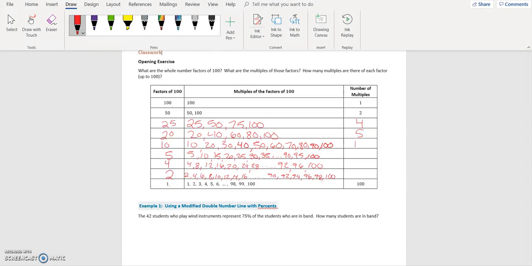Okay, if you notice a pattern, over here our factors are 1, 2, 4, 5, 10, 20, 25, 50, 100. And this one's going in the opposite direction. 1, 2, 4, 5, 10, 20, 25, 50, 100.